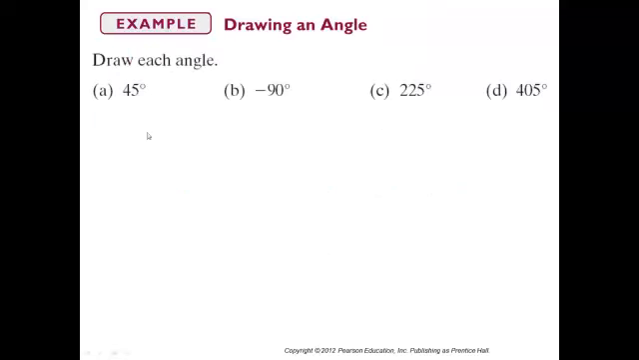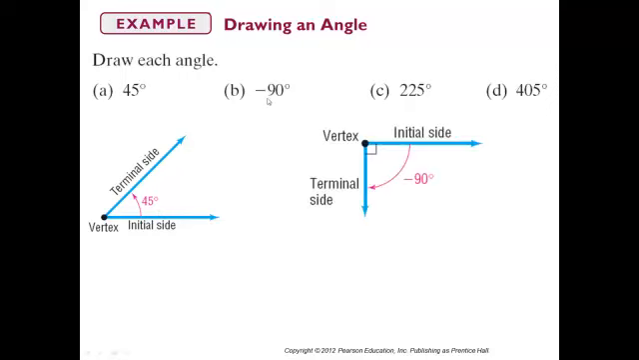Finally, let's see some examples of how to draw these angles. 45 degrees: this is an angle that goes in the positive way, initial side, vertex, and terminal side, and this opening is 45 degrees. Negative 90 degrees: this is a negative angle, so it goes this way, initial side, terminal side, and this opening is 90 degrees.